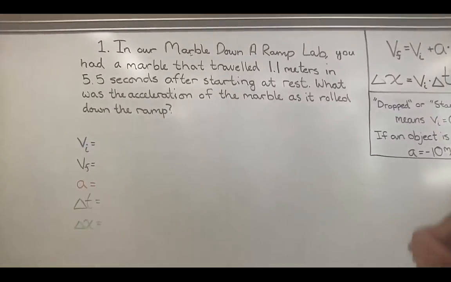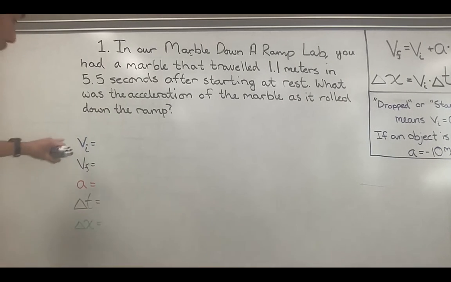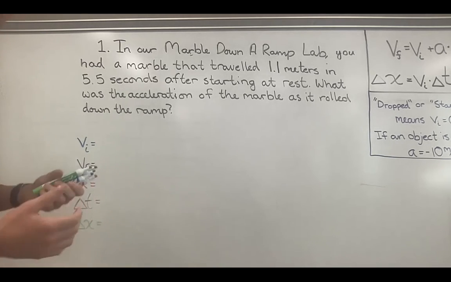Okay, so let's go ahead and flip to our first problem in that classwork assignment that we've given you. Okay, and it reads like this. In our marble down a ramp lab, you had a marble that traveled 1.1 meters in 5.5 seconds after starting at rest. What was the acceleration of the marble as it rolled down the ramp? So the way I like to solve these is I write out every possible variable that I can find, and I just want to pick those values out from the problem.